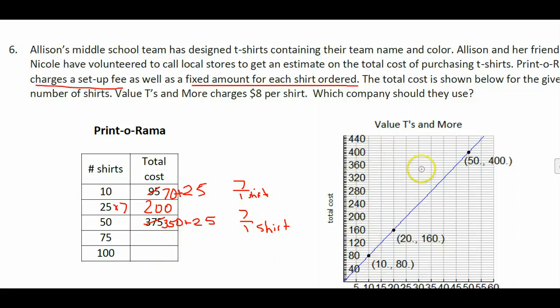The part that I want you to understand is that this is the proportional relationship. And we can see that they told us it's $8 per shirt. So for 20 shirts, it's $160. For 0 shirts, it's $0. We can write the equation that the total cost, or the dollars, is 8 times the number of shirts.